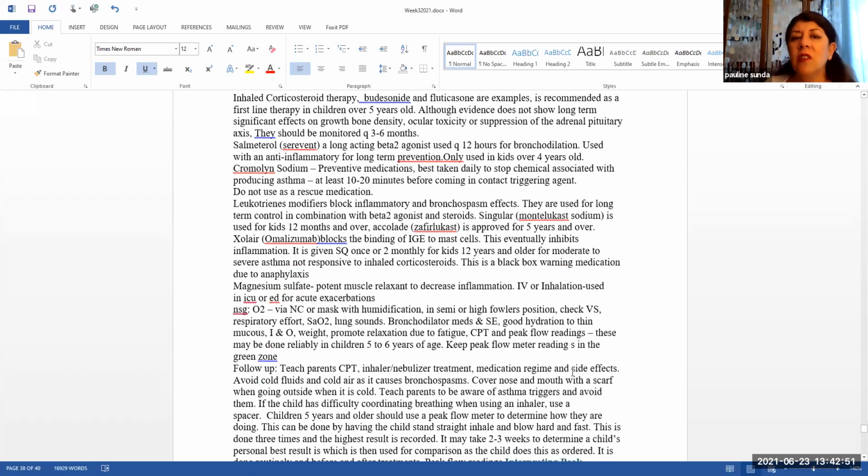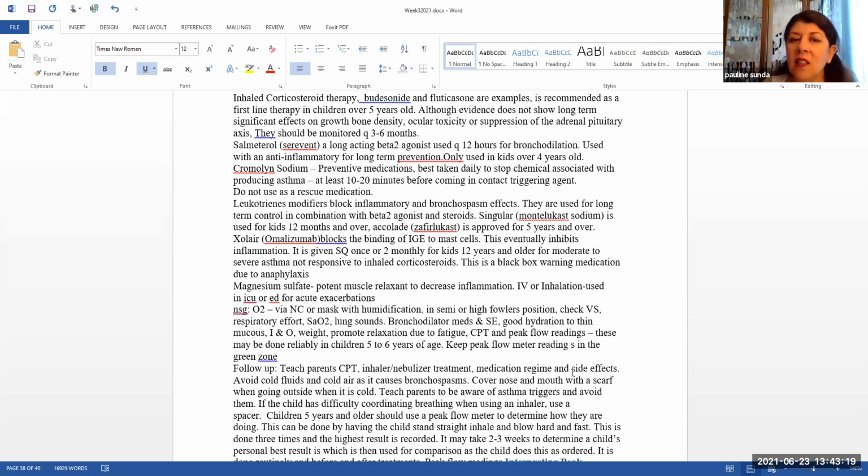Inhaled corticosteroids, budesonide and fluticasone are examples. These are recommended as a first-line therapy in children over 5 years of age. Although evidence does not show long-term significant effects on growth, bone density, ocular toxicity, or suppression of the adrenal pituitary axis, they should be monitored every 3 to 6 months.